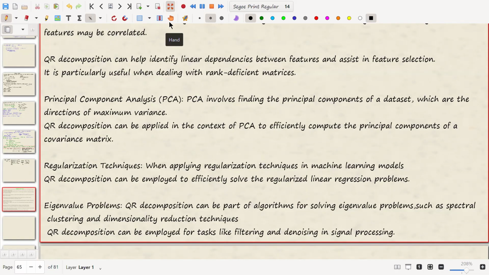You will see that both SVD, singular value decomposition, and the QR method are very closely related to PCA. SVD, singular value decomposition, will help you in reducing the dimensionality. PCA will also help you do that.